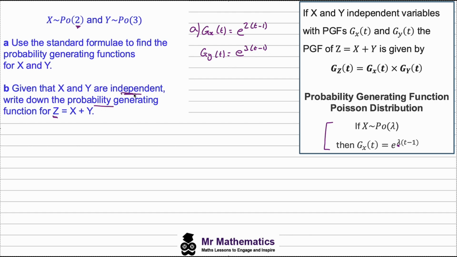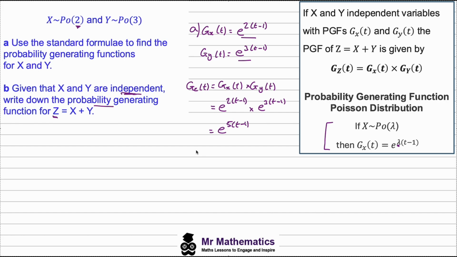And then because they're independent, the generating function of z in terms of t will be the generating function of x multiplied by the generating function of y. So we can substitute in each of these. We'll have e to the 2 times t minus 1 multiplied by e to the 3 times t minus 1. And then because the bases are the same, we can just add these two powers together. So we'll get e to the 5 times t minus 1. And this would be our generating function for z.